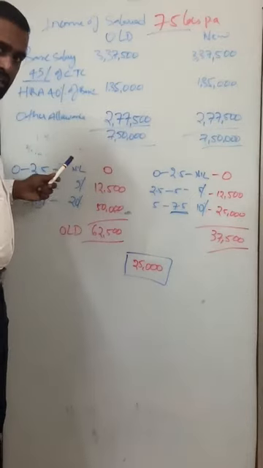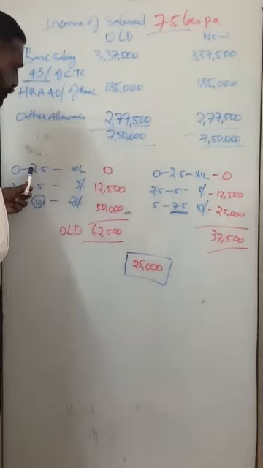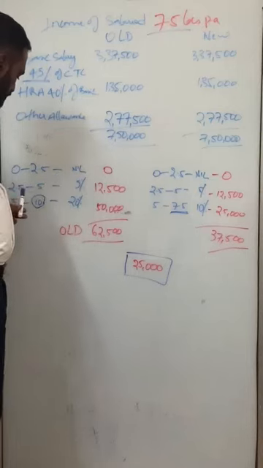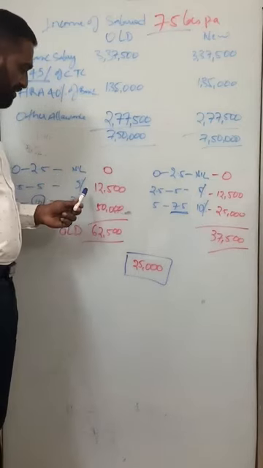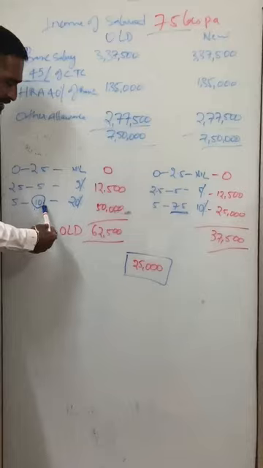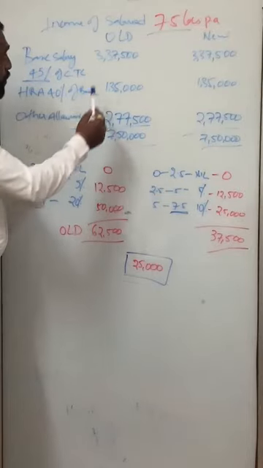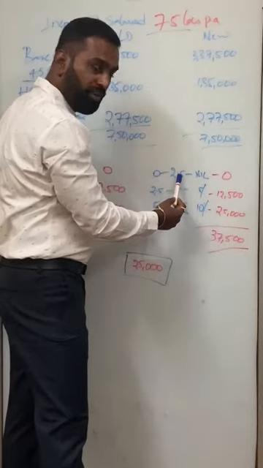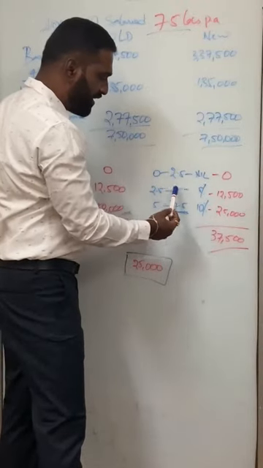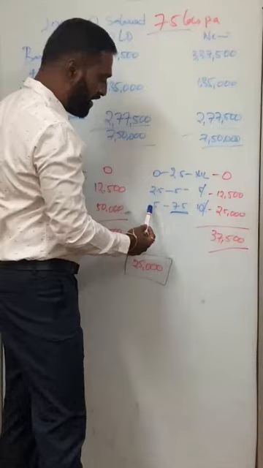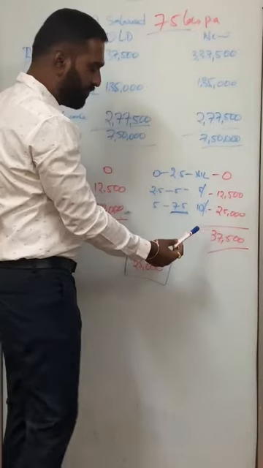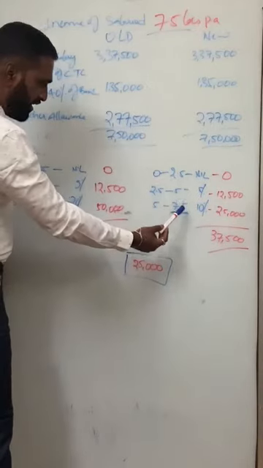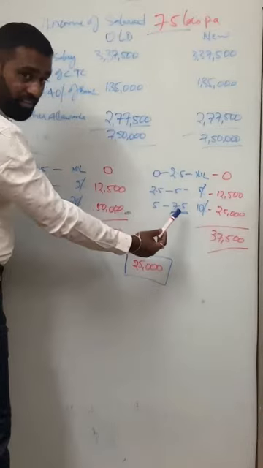If I come to the tax calculation part, from 0 to 2.5 lakhs it is 0. From 2.5 lakhs to 5 lakhs, it is 5%. From 5 lakhs to 10 lakhs, it is 20%. This is under the old scheme. If I come to the new scheme, 0 to 2.5 lakhs it is nil, 2.5 lakhs to 5 lakhs it is 5%, and 5 lakhs to 7.5 lakhs it is 10%. Now the difference here you can find is 10 lakhs and 7.5 lakhs.